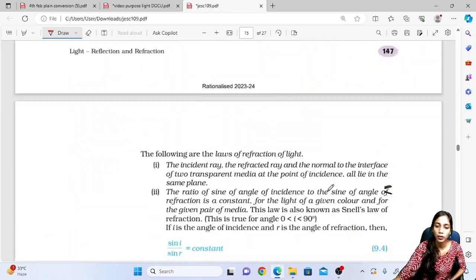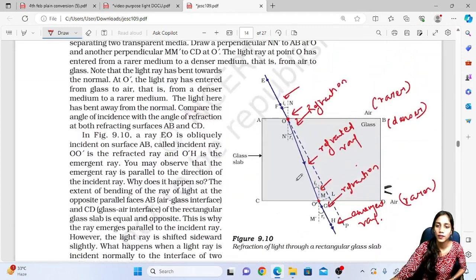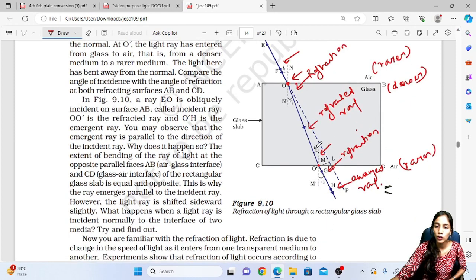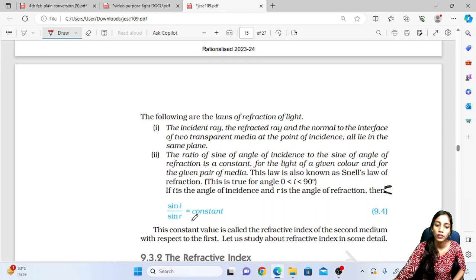So this is the example of refraction, and these are the two laws of refraction. I was talking about the angle of incidence. This is the angle of incidence, this is the angle of refraction. The ratio of the sine of these two angles, for this pair of media, for glass and air, will be a constant, and this constant is called as the refractive index of the second medium to the first.